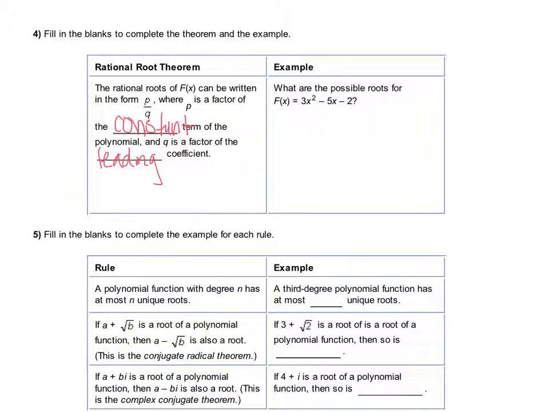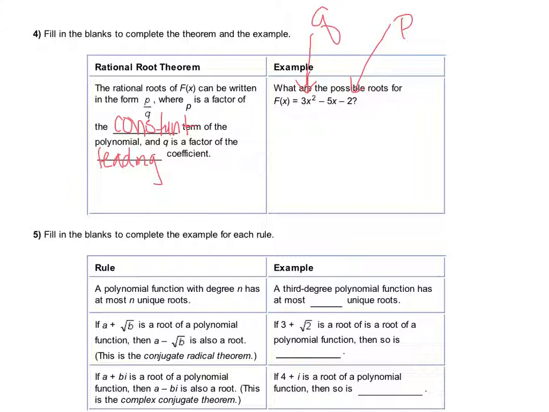So what they're saying is that we call this number here, that's where we get our q's from, and this number here is where we get our p's from. So what this is telling us is that if we take all the factors of -2 and 3 and we put them in a fraction form, we're going to get all of the possible roots. So rather than there being a million options for roots, we can narrow it down to maybe 10.